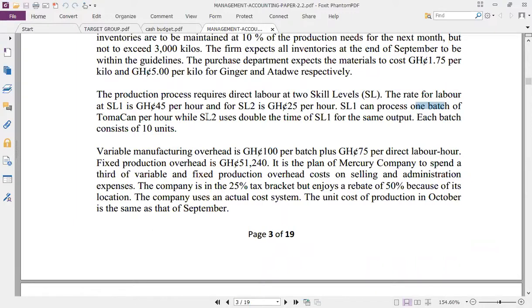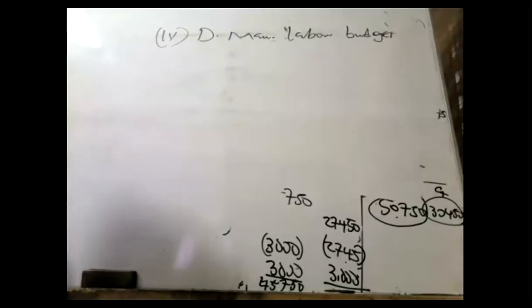Whilst skill level two takes double the time. If it is 1 hour, then it will be 2 hours. You've got double the time of skill level one for the same output. Each batch consists of 10 units. Let's do something. Each batch consists of what? 10 units. Now, something happened here.